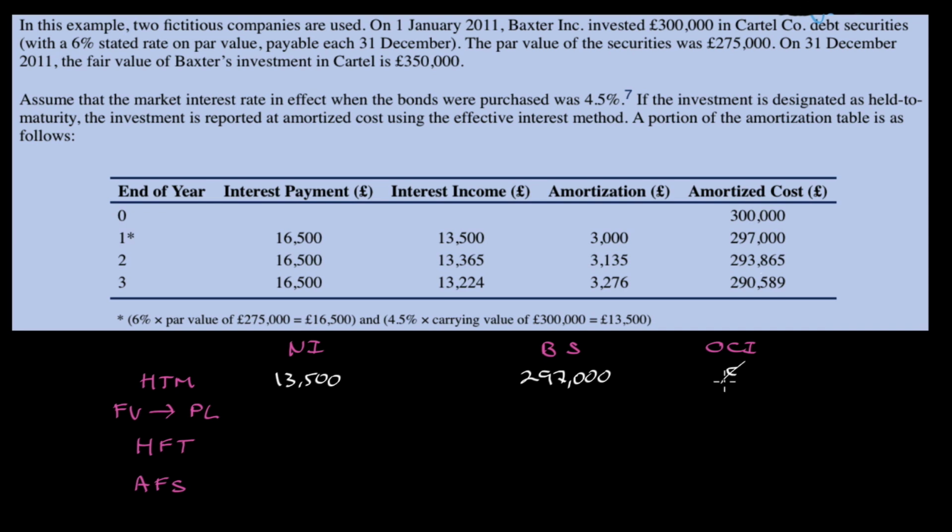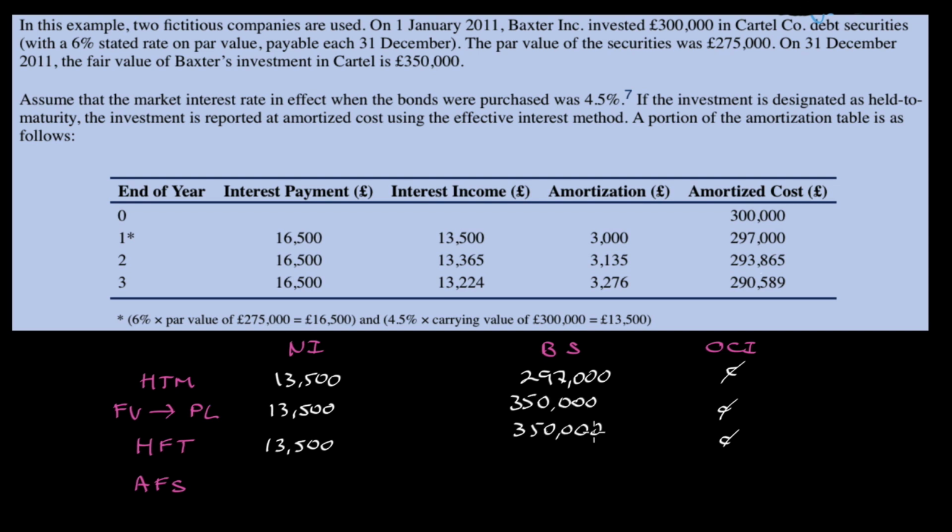If it's fair value to P&L, well, right away we know OCI is nothing. If it's held for trading, we know OCI is going to be nothing. That's easy enough to fill in. It will always be $13.5 in the first year because we paid a premium, so the interest income is the coupon minus the amortized cost, but it's listed at its fair value. So at the end of the year, in both cases, it'll be listed for $350,000.